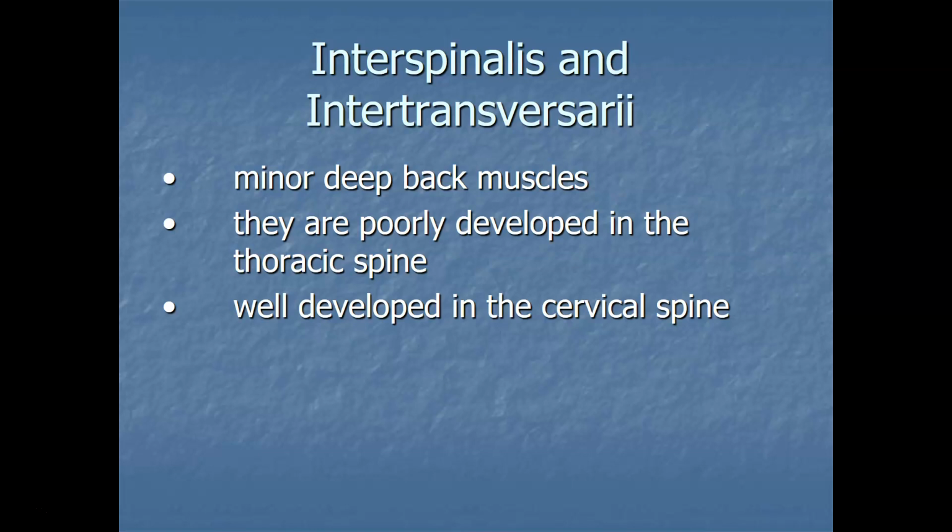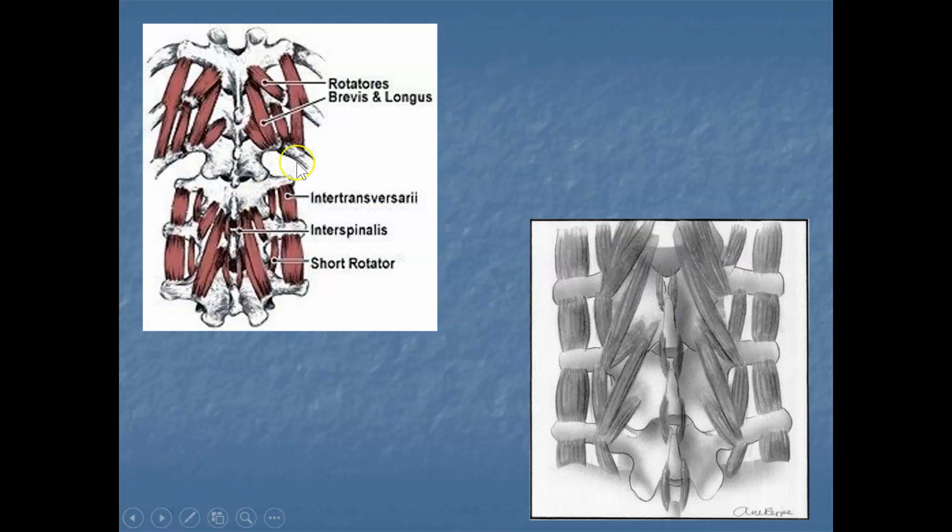We do have 2 very minor back muscles I just want to speak quickly to, and their names probably tell you exactly where they're going to be. That is the interspinalis and the intertransversarii. They are very poorly developed in the thoracic spine, but very well developed in the cervical spine. So we see here is our rotators that we were talking about, longus and brevis. We look a little bit deeper here, we see our intertransversarii here and our interspinalis here. So on this side, here is our interspinalis, so a small muscle running from spinous process to spinous process. And here's our intertransversarii here, running from transverse process to transverse process.